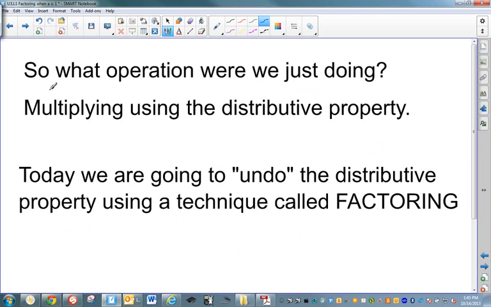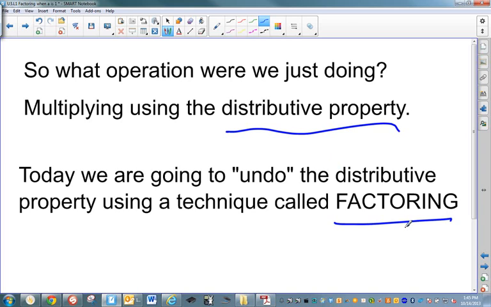Like I said, we have been using the distributive property. And what we're going to be talking about for the next 3 weeks is what I'm going to call undoing the distributive property, which is called factoring. So if you were going to write something down, let's write it down. Factoring, colon, is undoing, with quote, the distributive property.